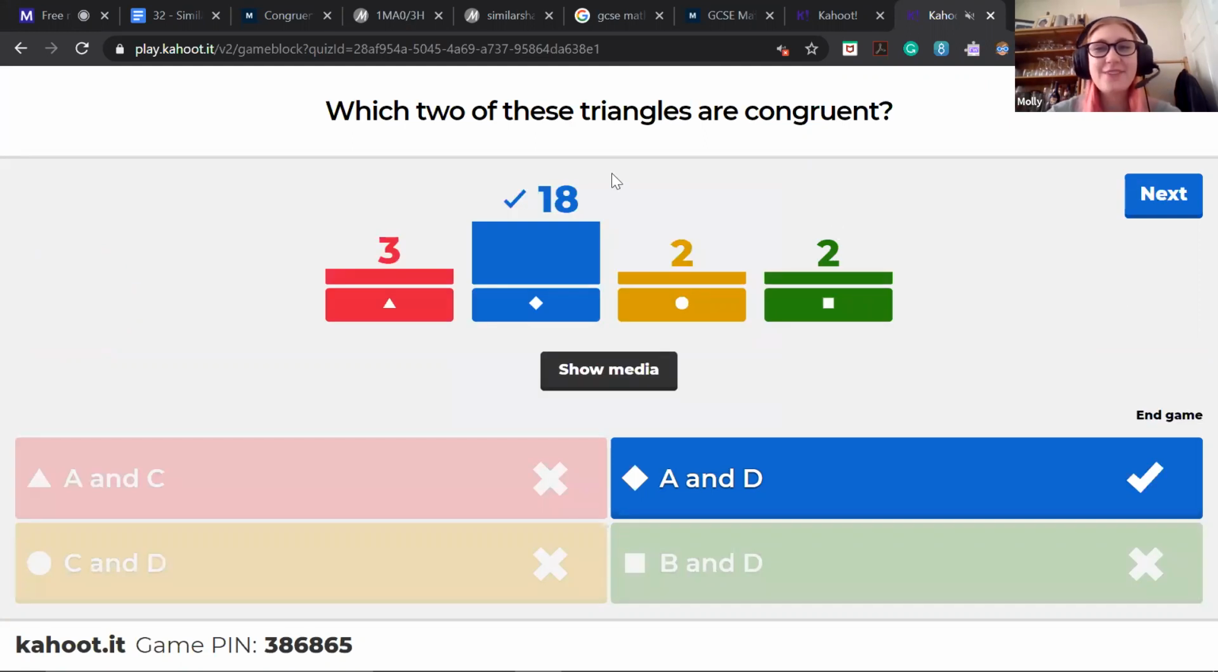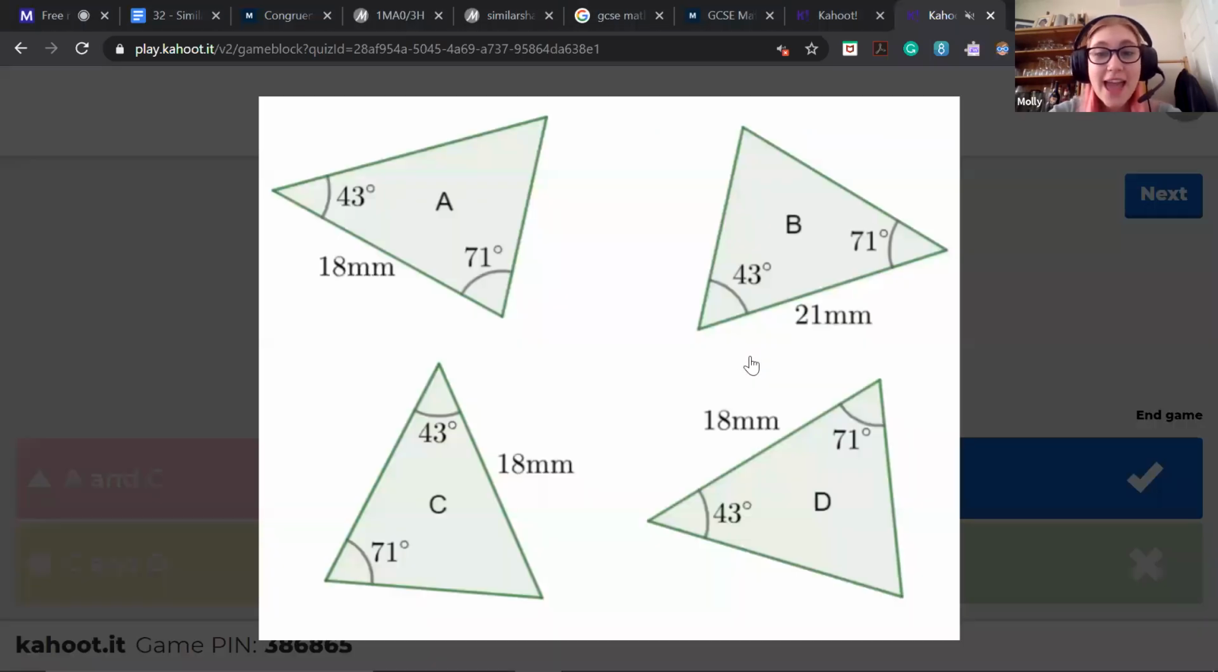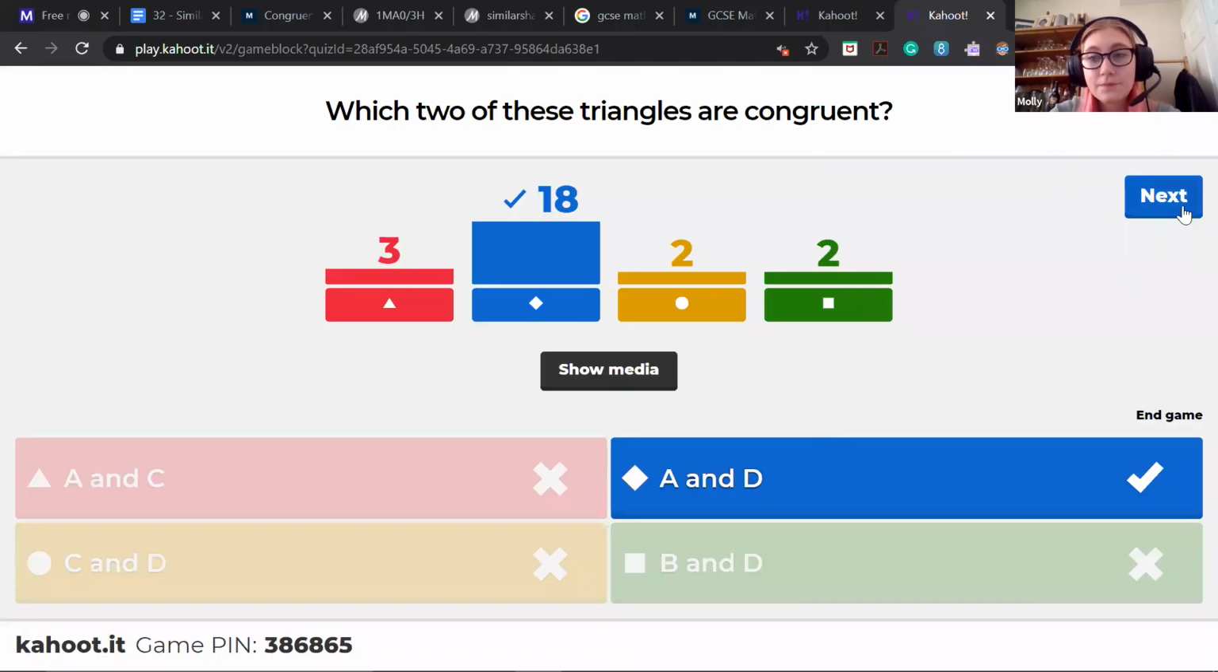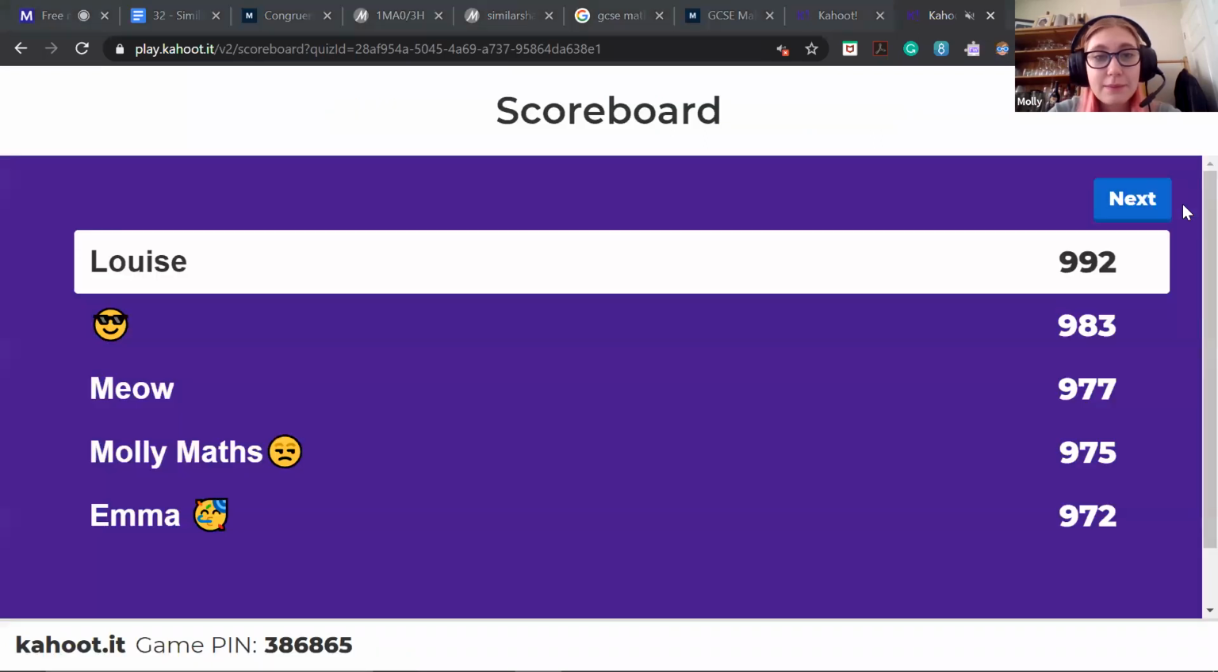Yes, brilliant. Loads of people got that one. And people have said in the chat correctly as well. So Amelie said that it's ASA. The reason that it is not A and C is because this 18 millimeters is not the same side. It's not the side in between the two angles. So it's got to be A and D because it's two angles and the side in between them. So yeah, really good job. Loads of people got that. Cool.